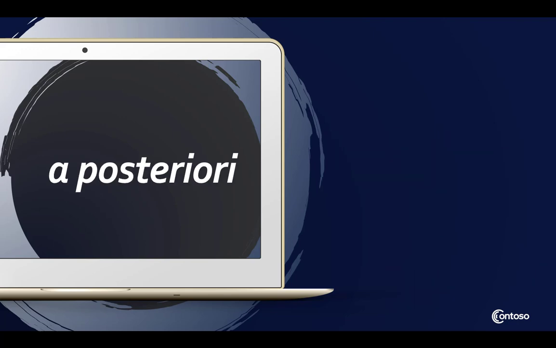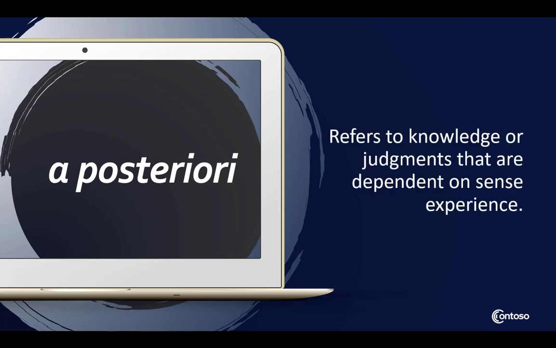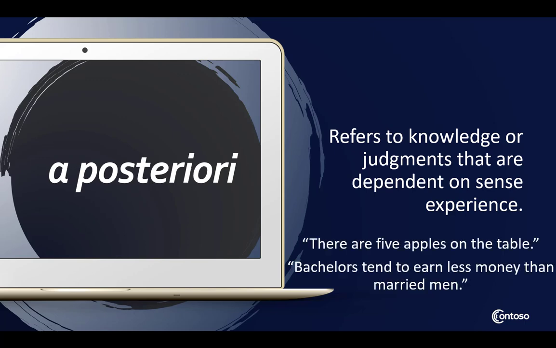Now with a posteriori judgments, or knowledge, these are dependent on sense experience. So it's not possible to know that these claims are true unless we have some sort of evidence based in the senses, some kind of observation. So there are 5 apples on the table. We can know that that's true by looking and counting how many apples are on the table. And also the example that bachelors tend to earn less money than married men, that would be something that we couldn't really just claim. We'd have to go out and do some research to find out if that's true or not. Okay, so that's an a posteriori judgment.